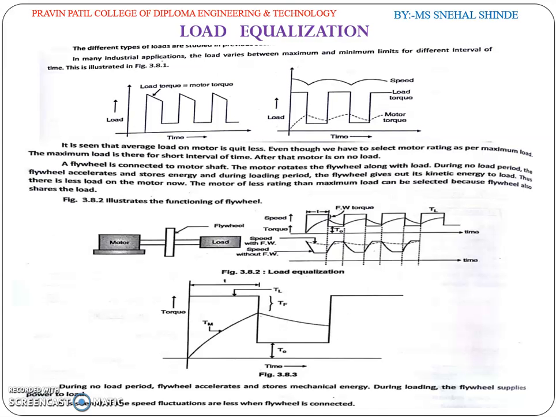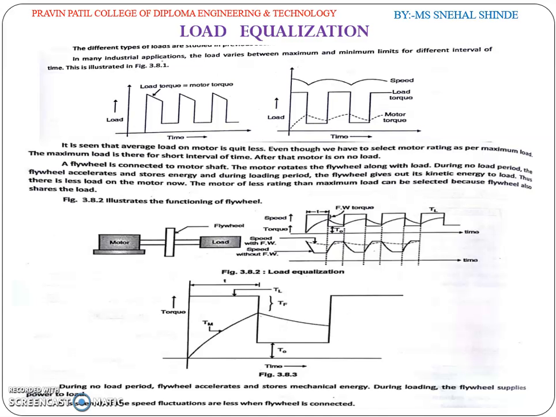It is seen that the average load on the motor is less, even though we have to select the motor rating as per the maximum load. The maximum load is there for a short interval of time. After that, the motor is on no load. A flywheel is connected to the motor shaft. The motor rotates the flywheel along with the load.